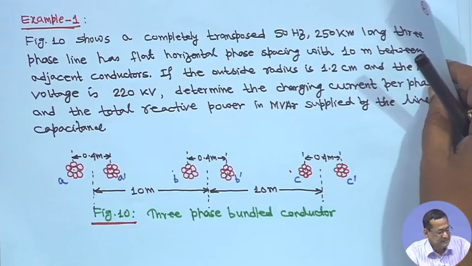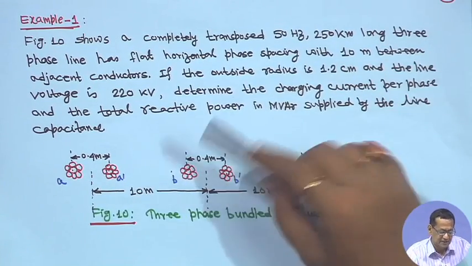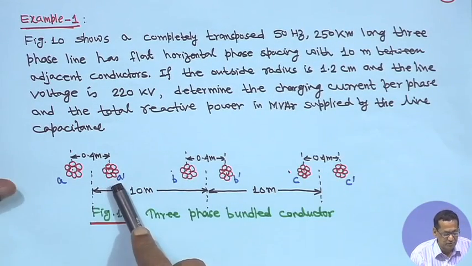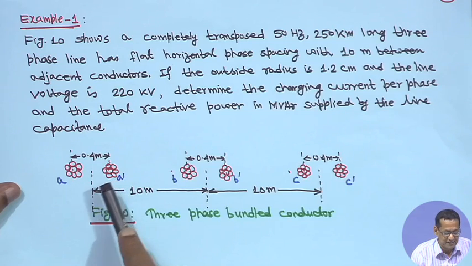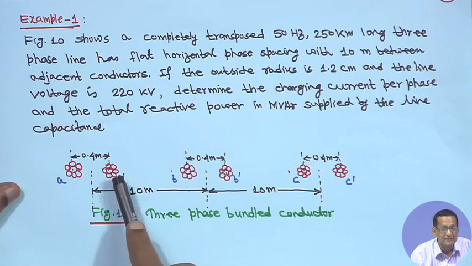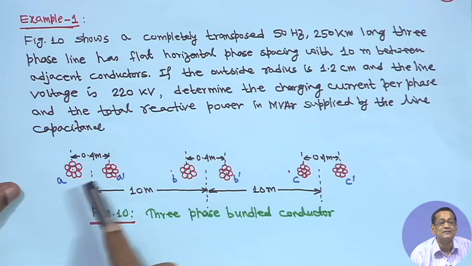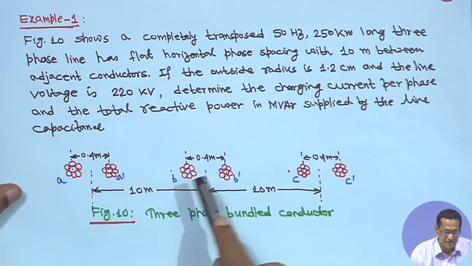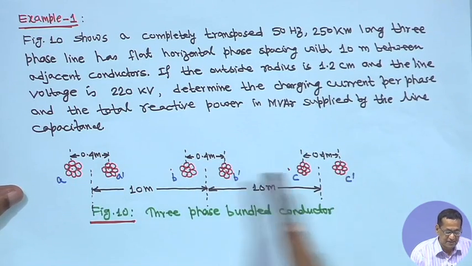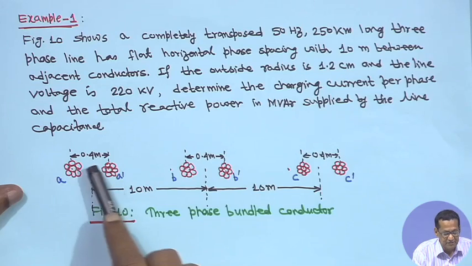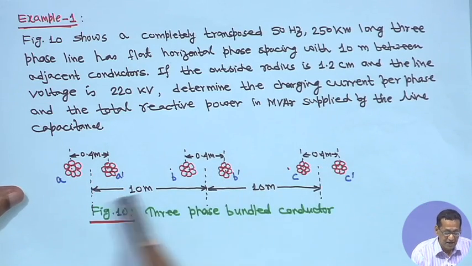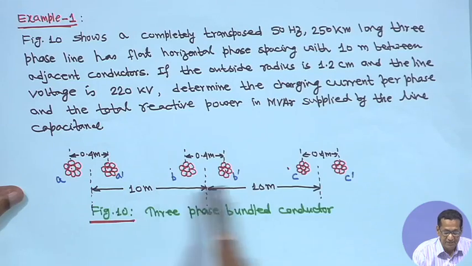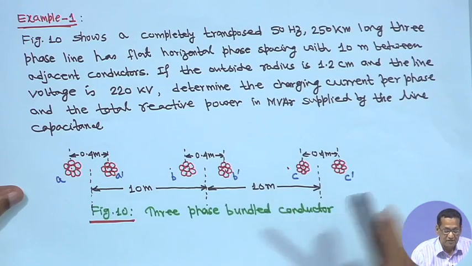In this case, this is the configuration, bundle conductors, where in each phase two such conductors are there: A dash, B dash, C dash. Between these two the distance is 0.4 meter, here also it is the same, and the distances are 10 meter and 10 meter.